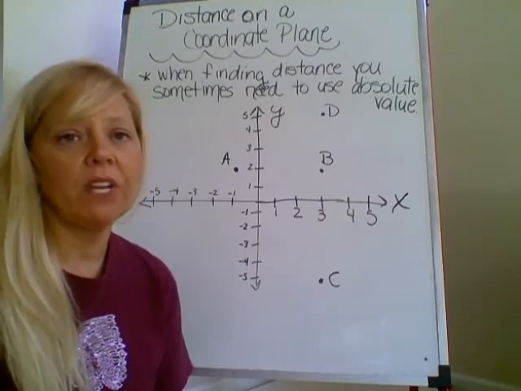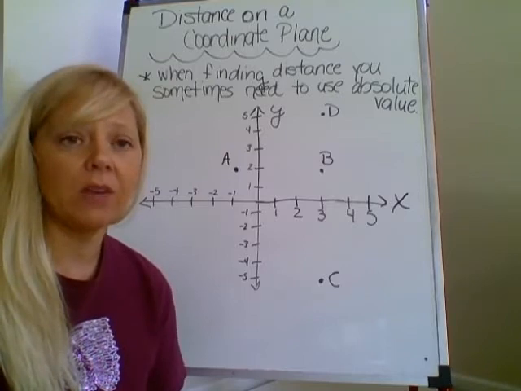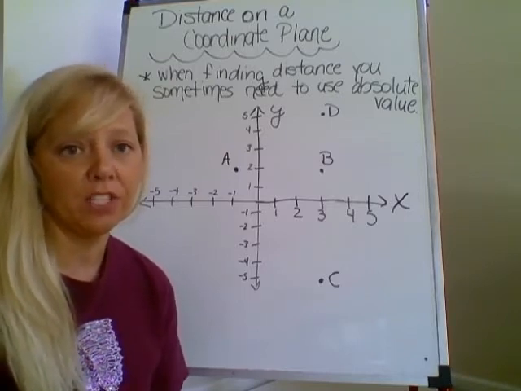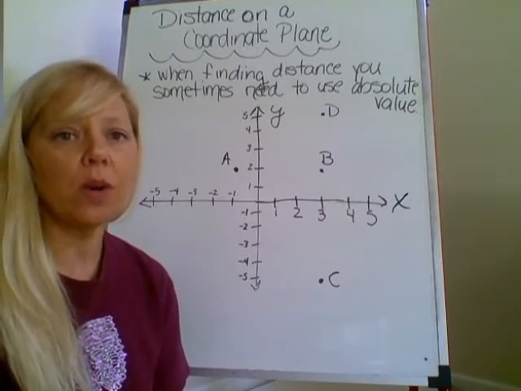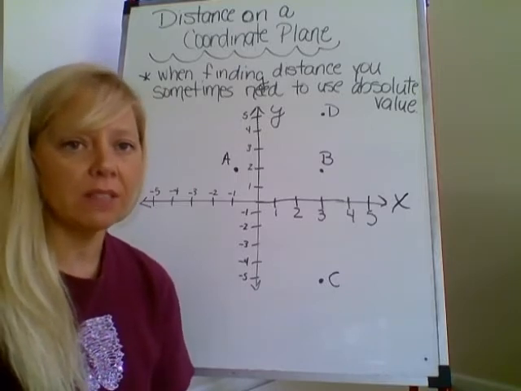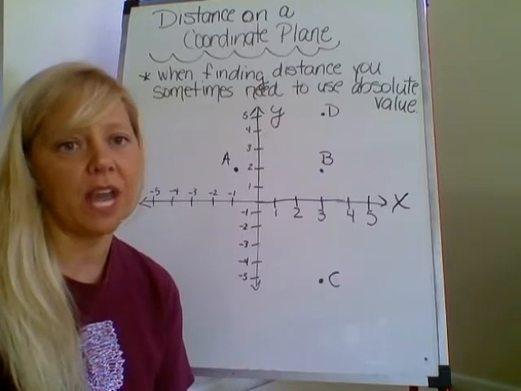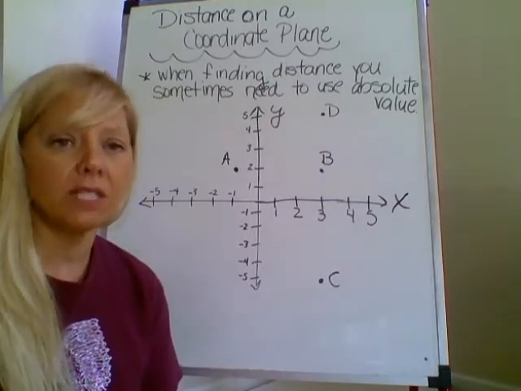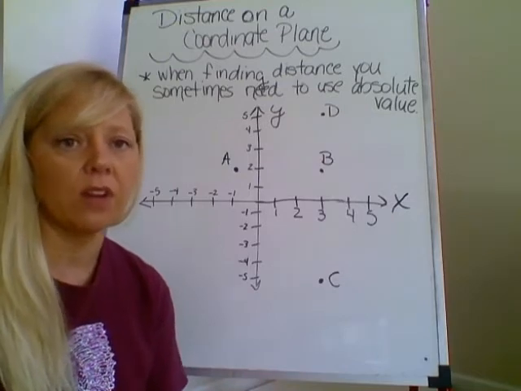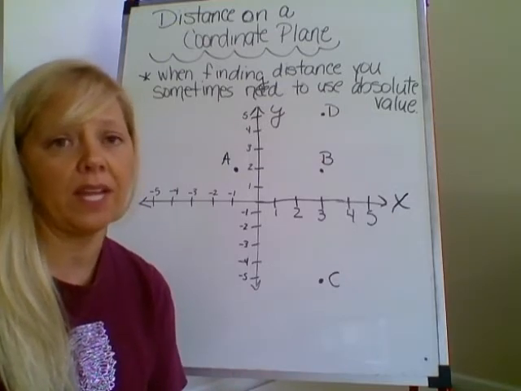Also on a coordinate plane, we can find distance and we can find perimeter and area of shapes. So that's what we're going to be covering in this mini lesson. So distance on a coordinate plane, when doing this, sometimes you find distance using absolute value. So sometimes you ignore the negatives altogether. It just depends on where they're located in the coordinate plane.